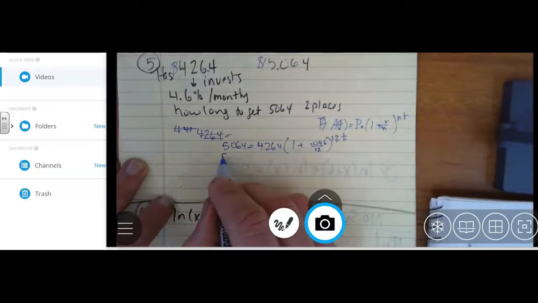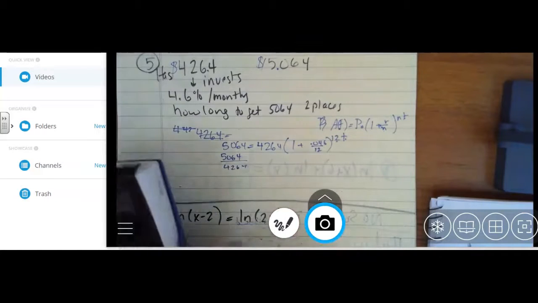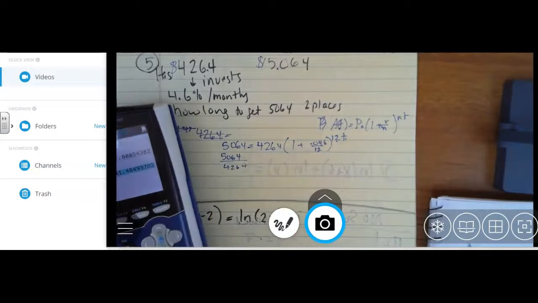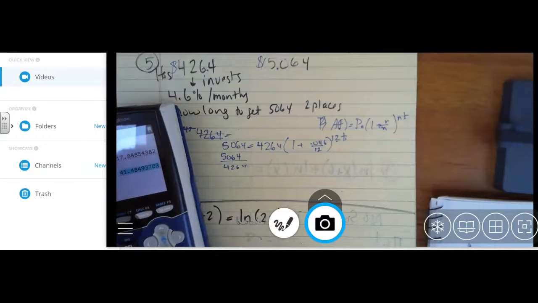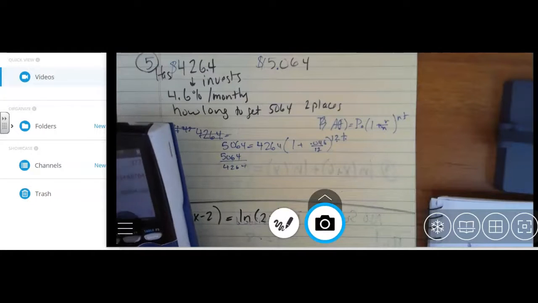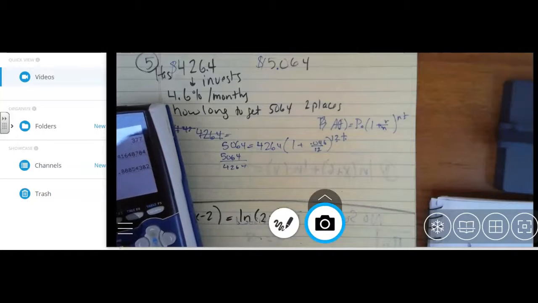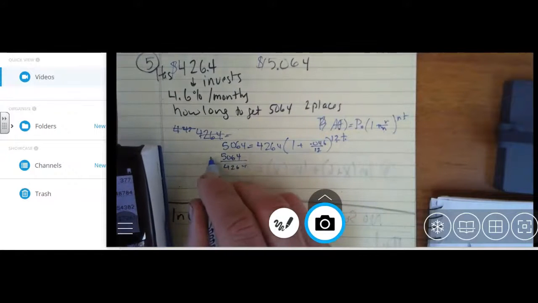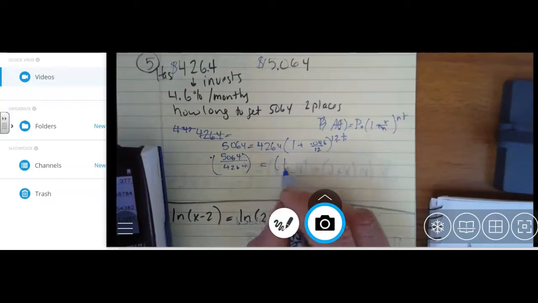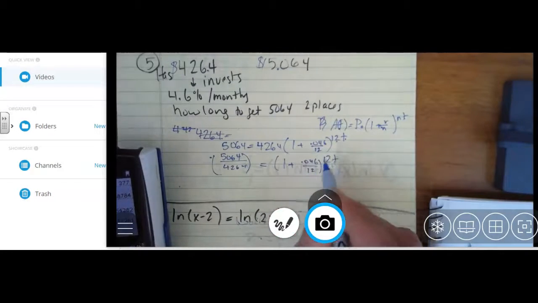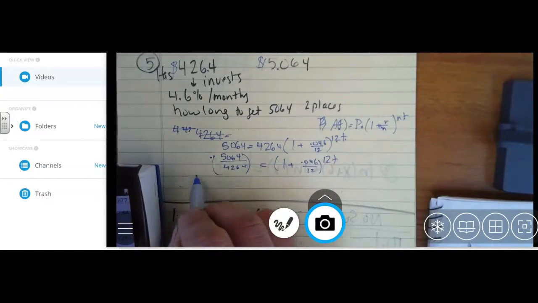So we divide this out. We're going to have 5064 over 4264. We can divide that out and see if it's a nice decimal. 5064 divided by 4264 is 1.1... So it's not nice. We'll keep it organized like this. It was 1 plus 0.046 over 12 to the 12t. Now, in order to be able to get this t, we're going to take the ln of both sides.